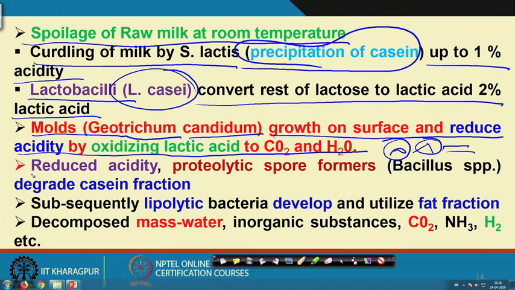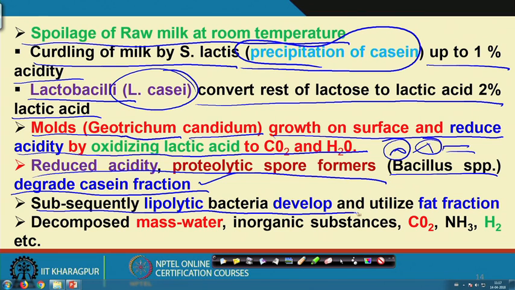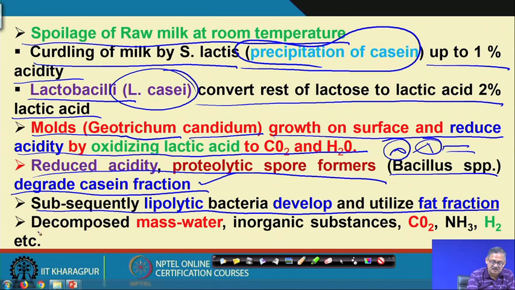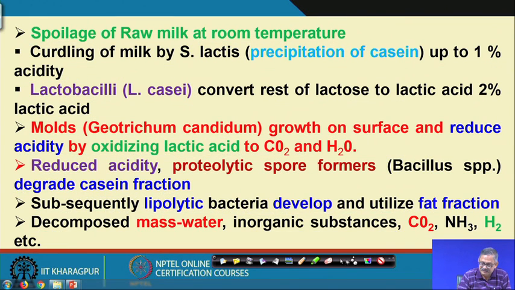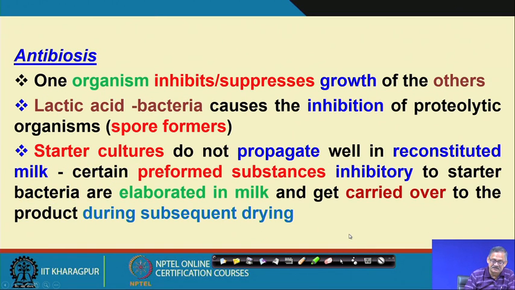With reduced acidity, proteolytic spore formers like Bacillus species degrade the casein fraction. Subsequently, lipolytic bacteria develop and utilize the fat fraction, and the decomposed mass, water, inorganic substances, carbon dioxide, ammonia, hydrogen, etc., are also produced, right. I would like to complete antibiosis in this, otherwise we will be lacking time.